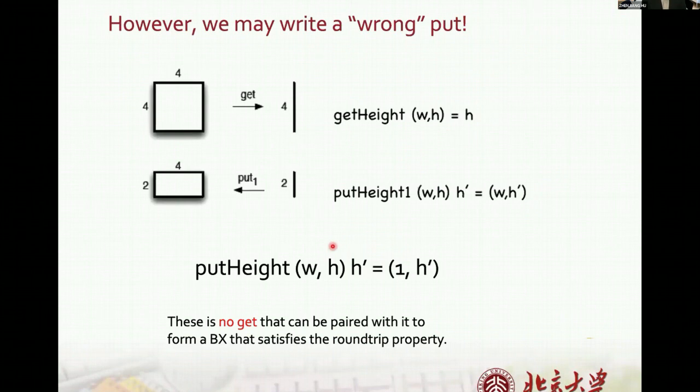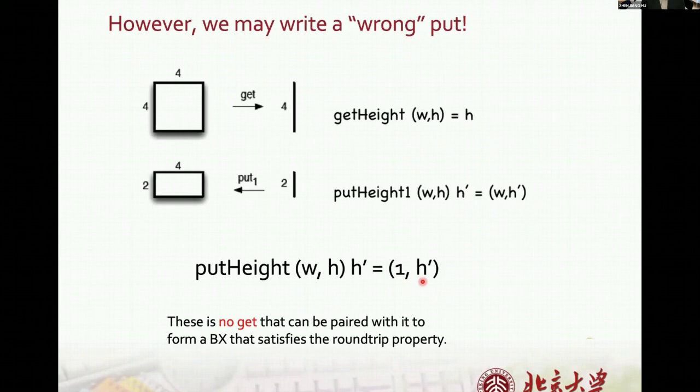In the putback, I have the original source with a width and height here, and the updated height is h prime. I use this update, and then return a new rectangle with a width of 1 and a height of h prime. It looks quite okay because I change the height, the height will be correct, but the width I change to a constant 1. Looks good, but actually this is wrong.